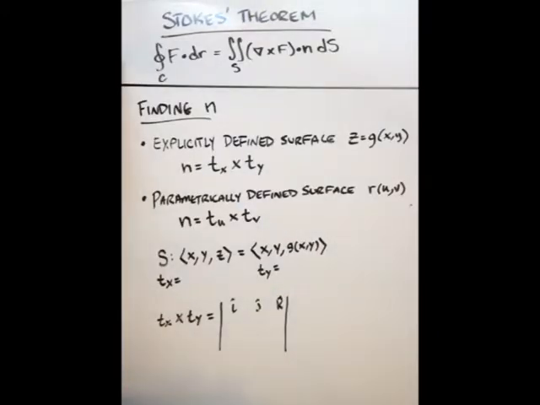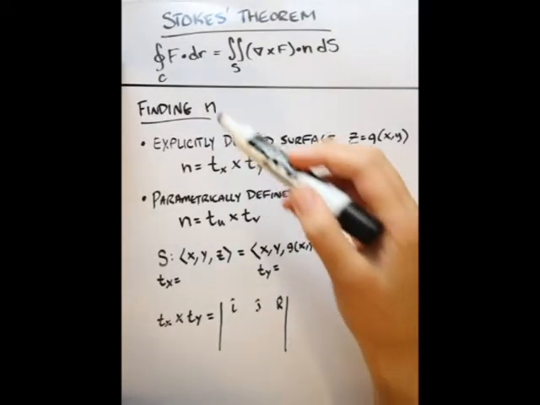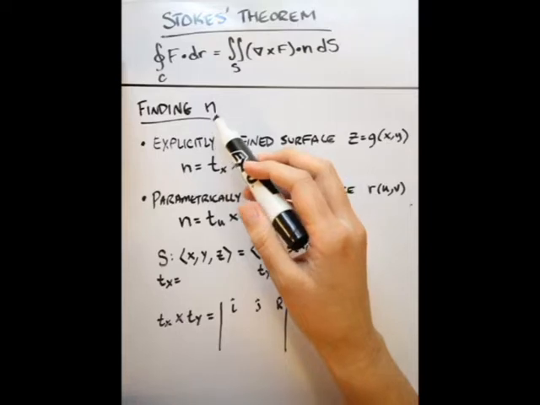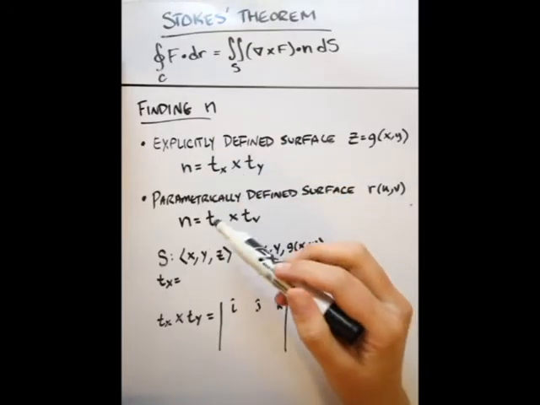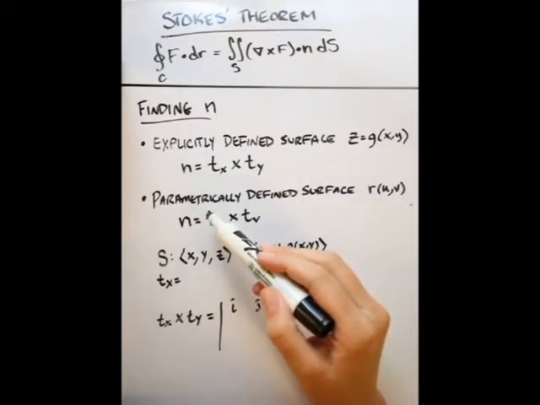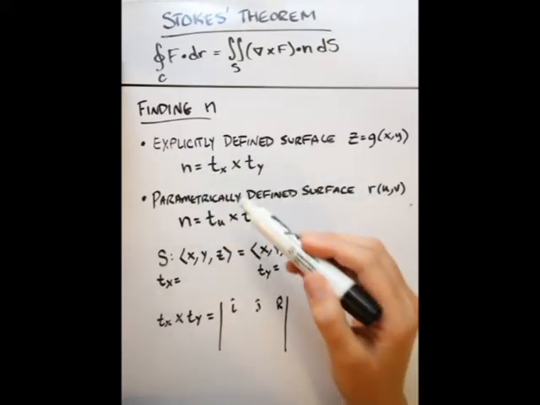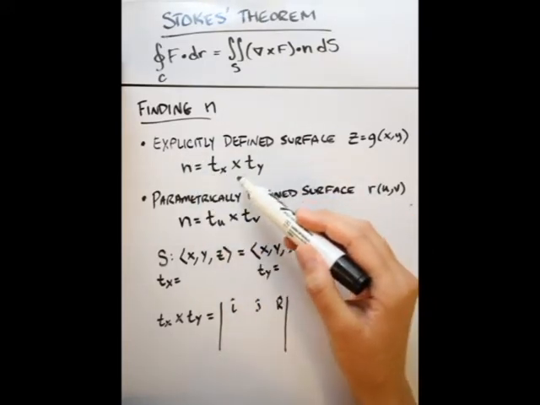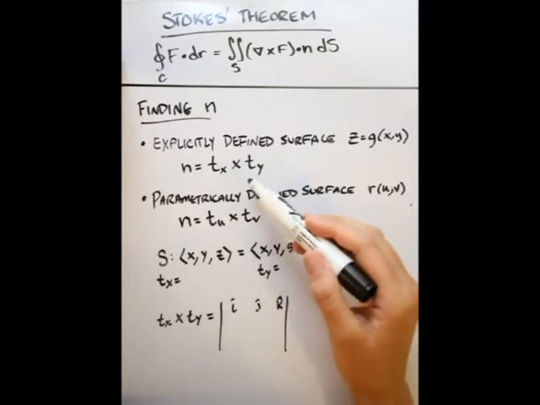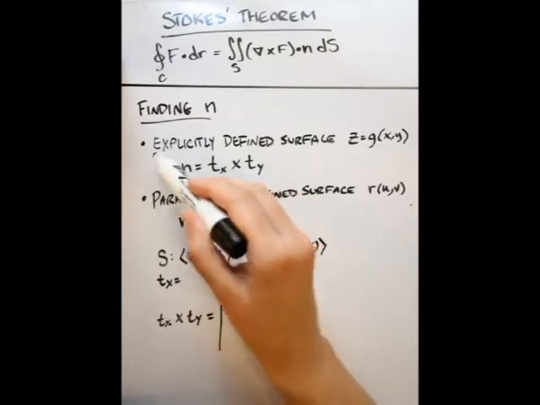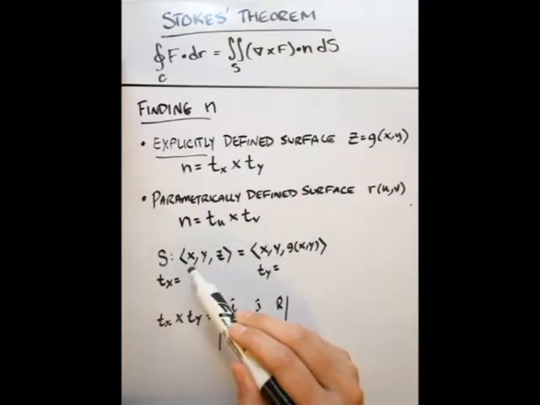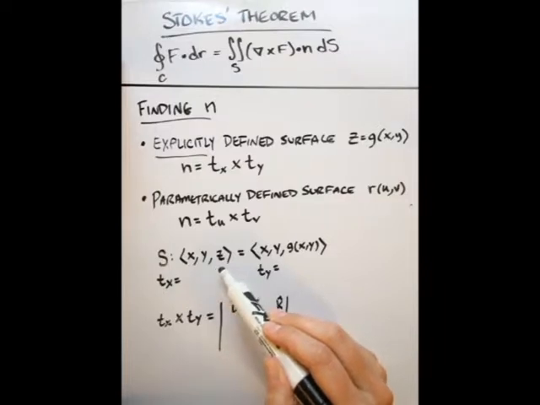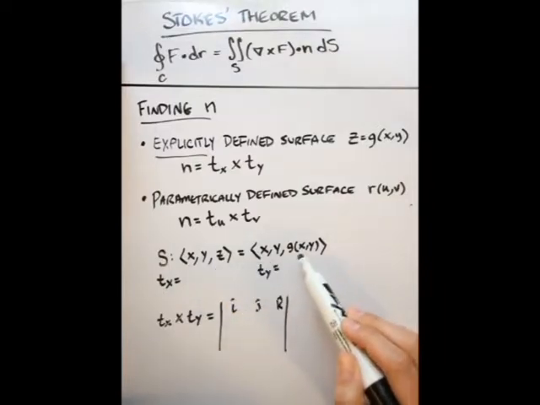In order to use Stokes' theorem, we need to first focus on how to find our normal vector to our surface. Depending on how our surface is defined, either explicitly or parametrically, in either case we're going to find the normal vector by taking the cross product of vectors tangent to our surface in different directions. To focus on the explicitly defined surface, we have our surface in terms of x, y, z, where z is described as a function of x and y.